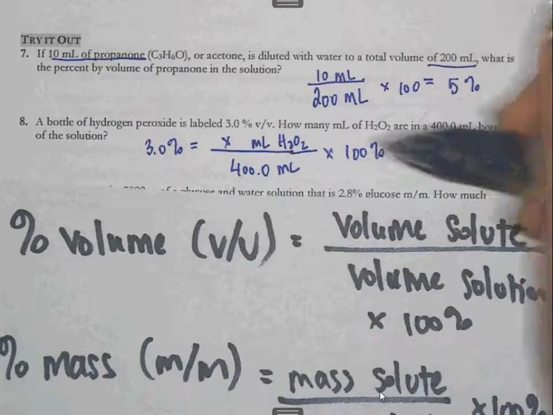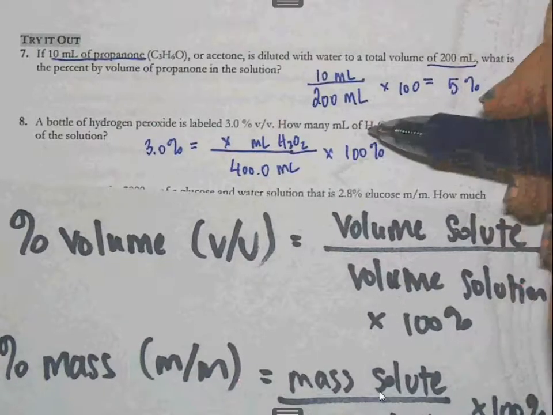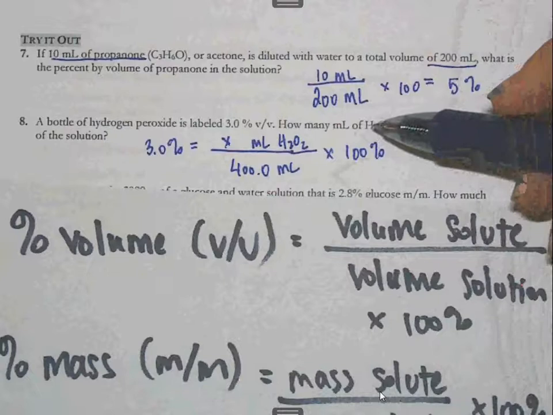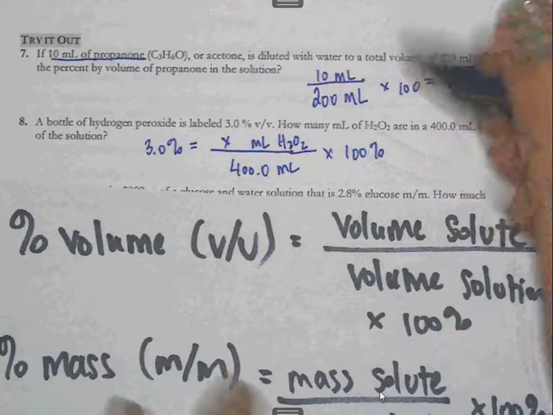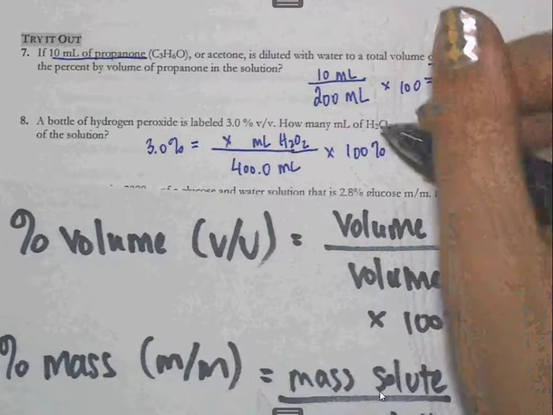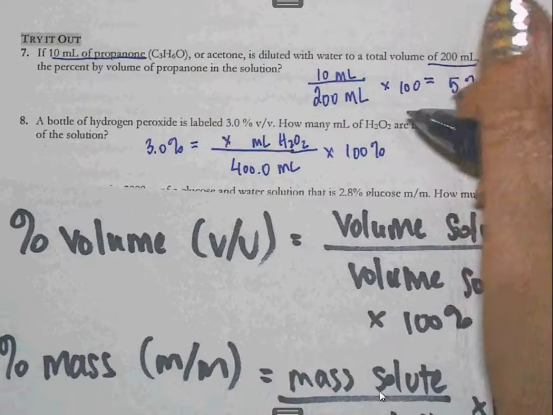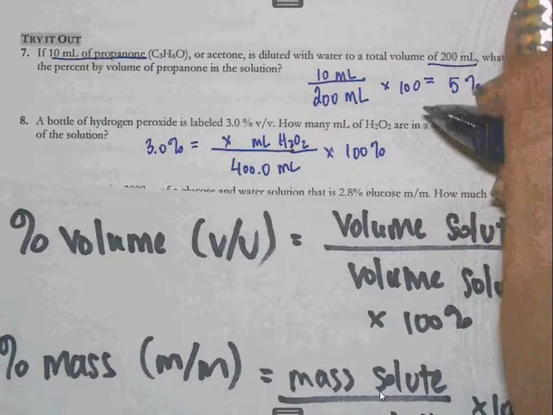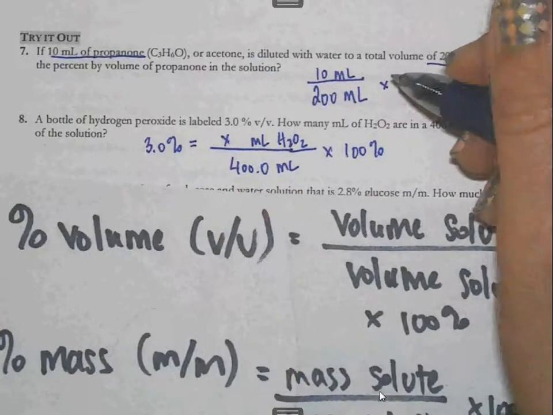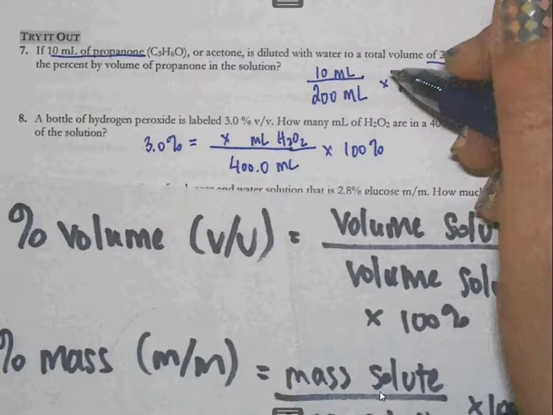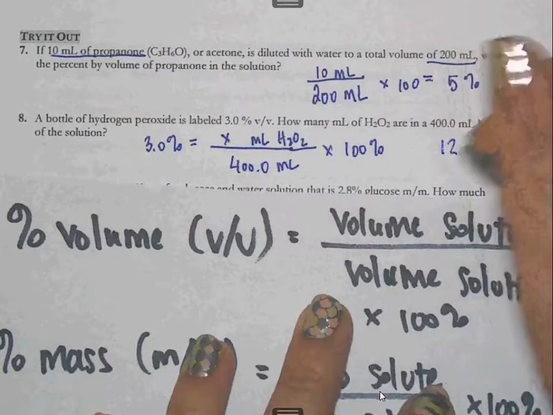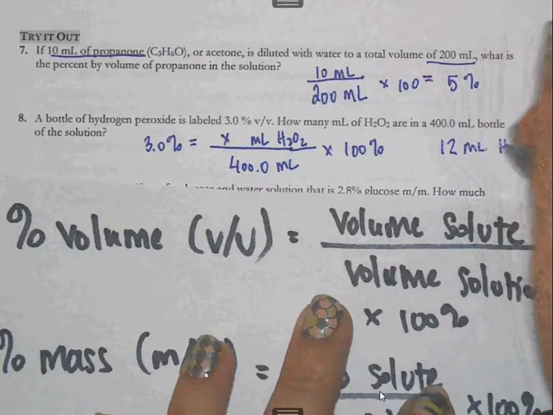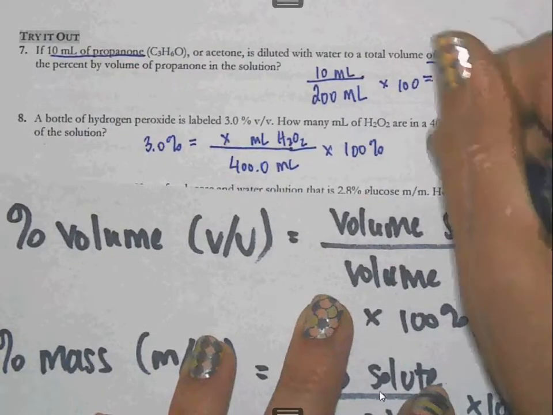A lot of my students would forget about this. So the very first thing that I'm going to have to do is divide both sides by 100 in order to get rid of this one. So that's going to change my 3 to 0.03. And then I'm going to have to multiply by the 400 to get it out of the denominator. And that will give me an answer of 12 milliliters of H2O2 as my answer right there.